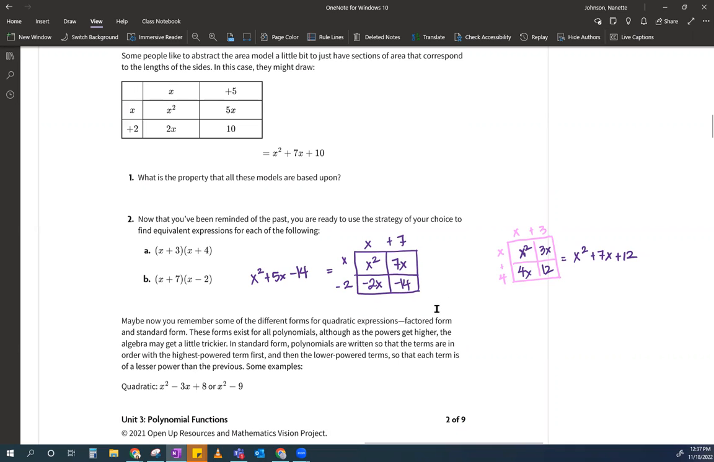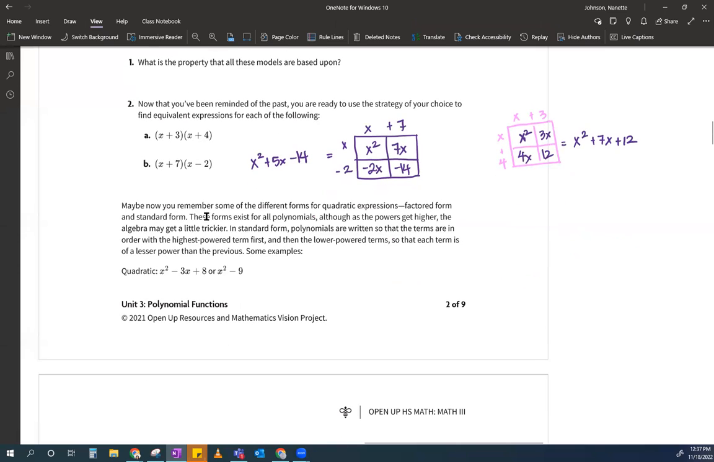Okay, so now we're just going to continue. Maybe now you remember some of the different forms of quadratic expressions. Factored form. This is called factored form right here. The reason it's called factored form is because they're factors. This times this times this. That's what factor means, like breaking it into its multiplication pieces.